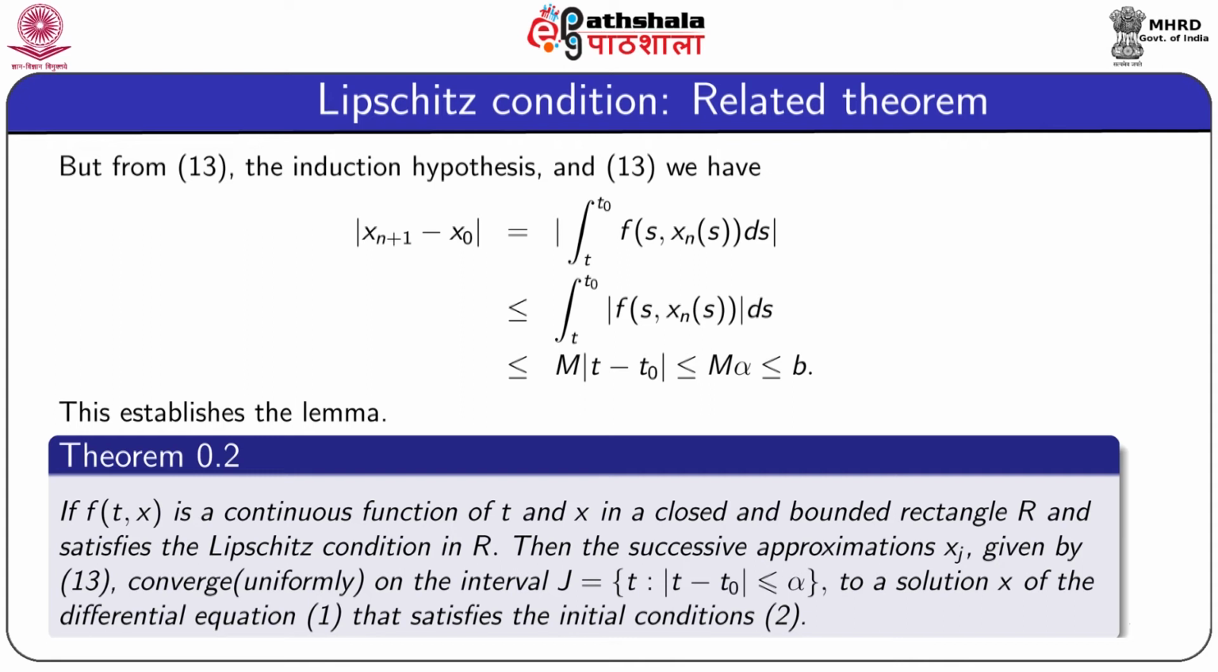Theorem 0.2. If f is a continuous function of t and x in a closed and bounded rectangle R and satisfies the Lipschitz condition in R, then the successive approximations x_j given by 13 converge uniformly on the interval J, given by t such that mod t minus t_0 is less or equal to alpha, to a solution x of the differential equation 1 that satisfies the initial condition 2.